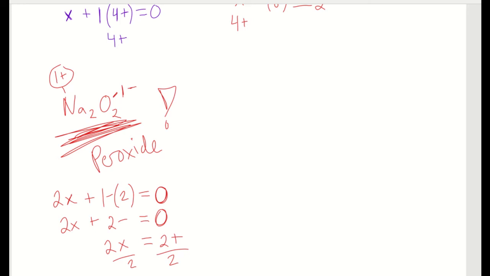And I know it's kind of weird, the oxidation charge goes after the number. So like 2 minus, you can just think of that as like -2.